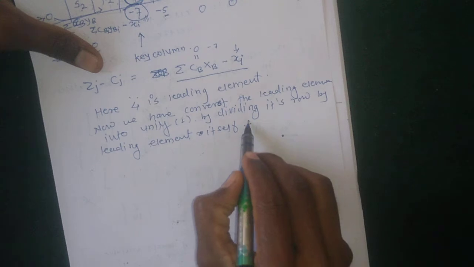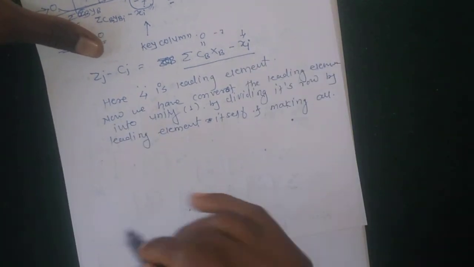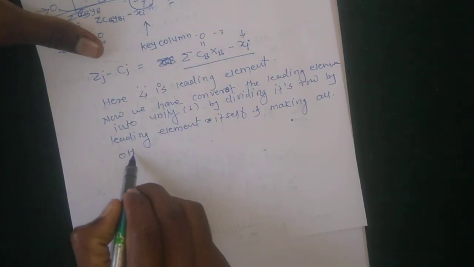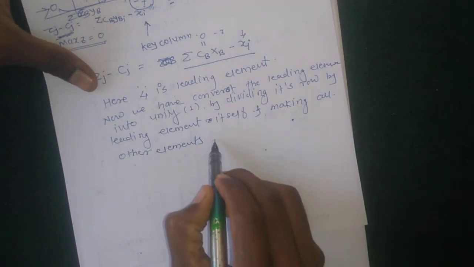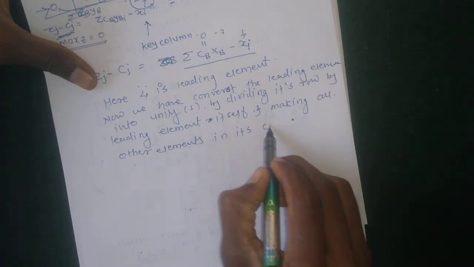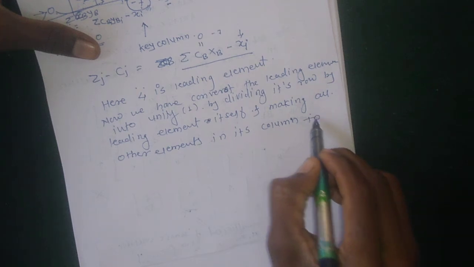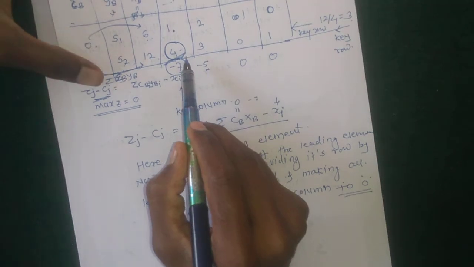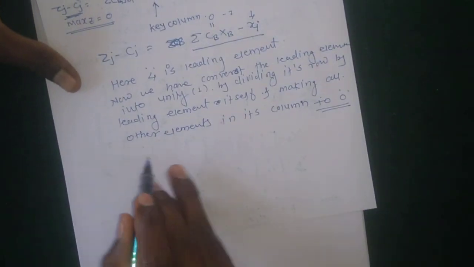And then making all other elements in its column 0. So firstly here take this leading element and convert it to 1.